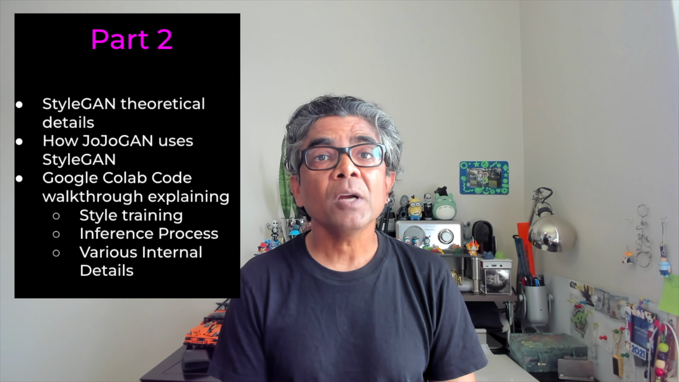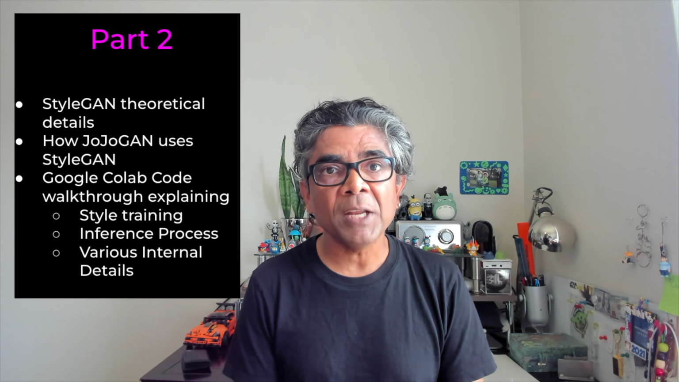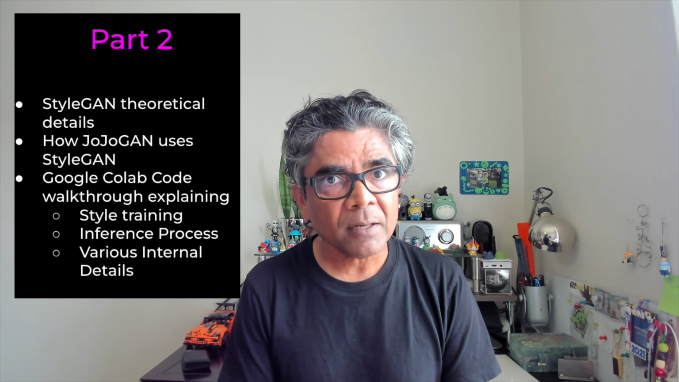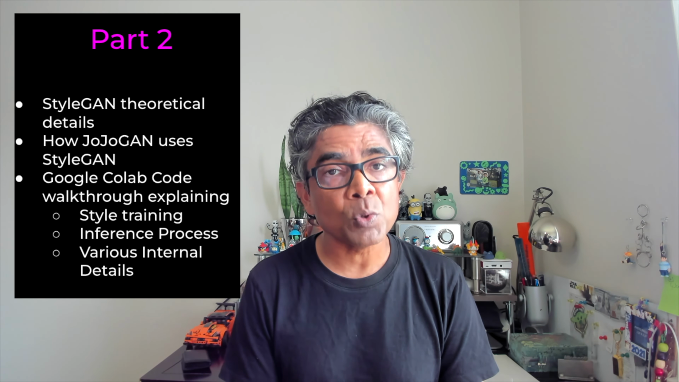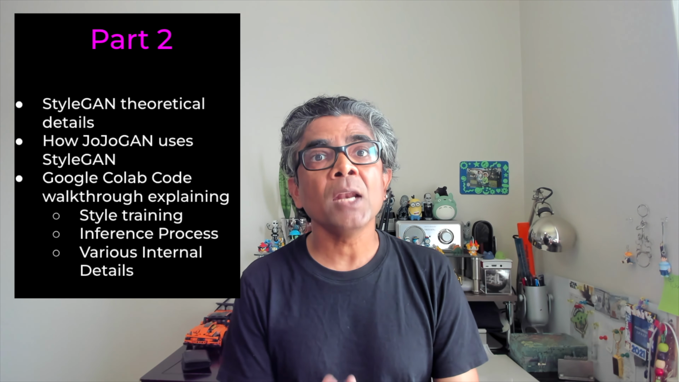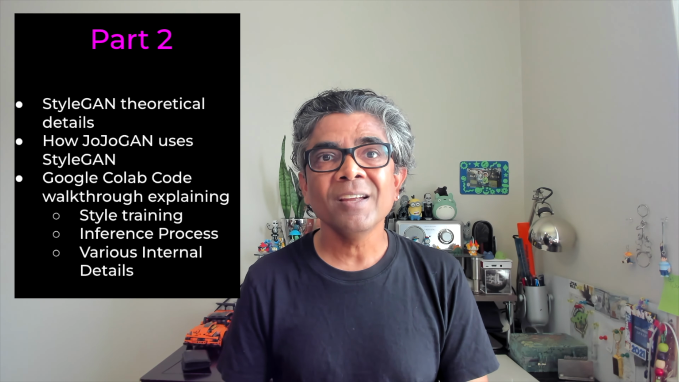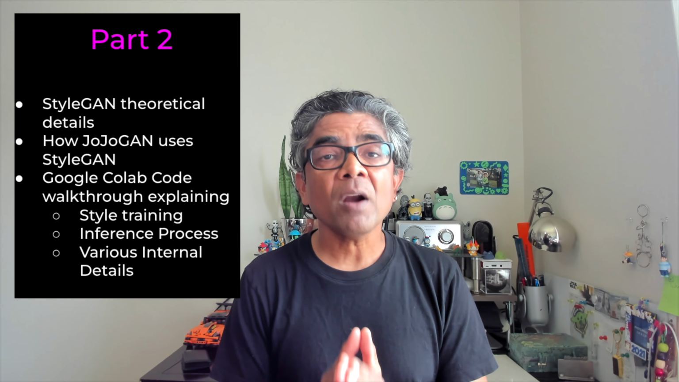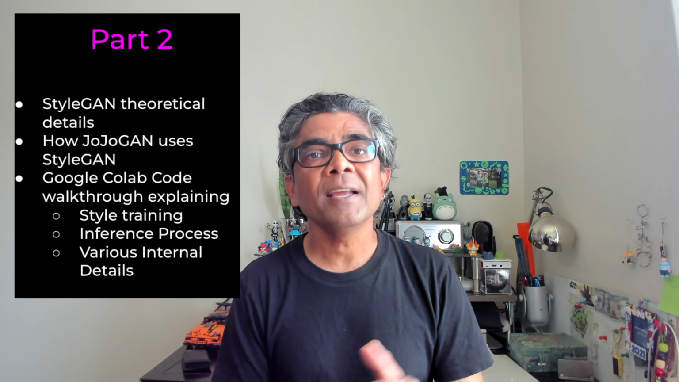In the second part of the video, we are going to cover the code explanation by using theory. We are going to cover the StyleGAN, how it works, how JoJo GAN uses StyleGAN to build its own style model, and wherever applicable in the Google Colab notebook, we are going to learn the code through various theoretical explanations. So the second part is all about theory embedded into the code and explained as your code is being executed.